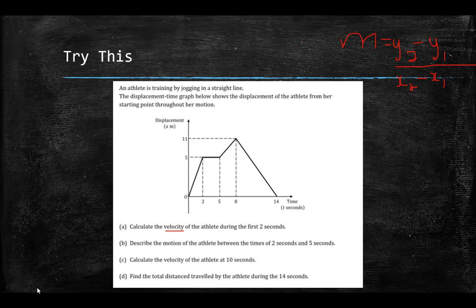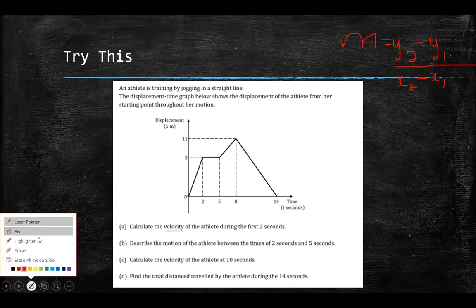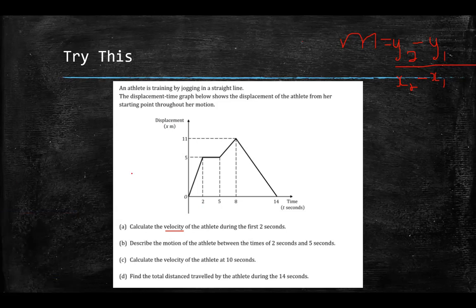Okay, just in the interest of time, I'll go through this. Velocity is a gradient. That's what we're trying to find, right? Because they want the velocity, I need to find the gradient of this line. Notice it's a straight line, so it doesn't matter which 2 points I choose, the gradient would always be the same because the gradient of a straight line is constant.